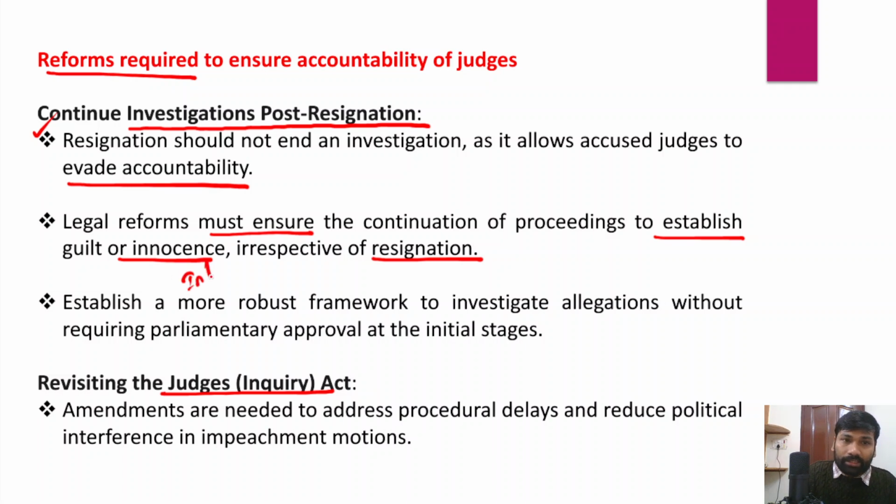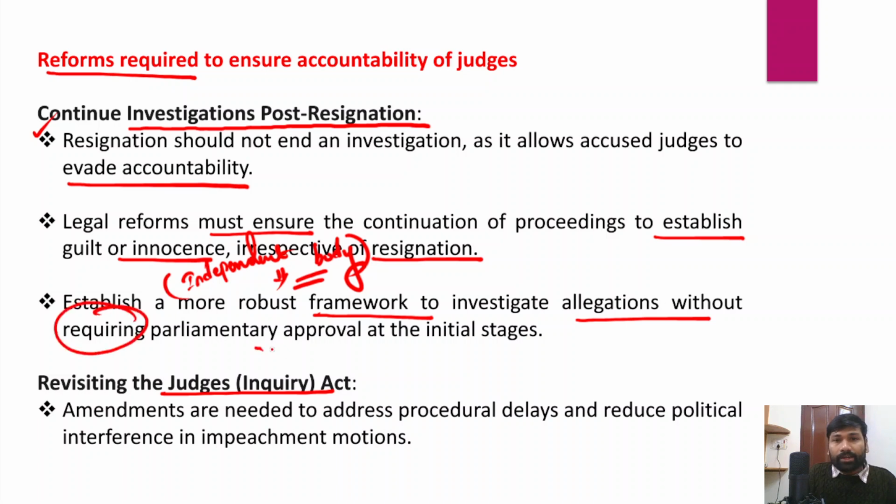Apart from that, an independent mechanism or independent body needs to be established, and this body should have a more robust framework to investigate the allegations without requiring parliamentary approvals at the initial stage, which is what actually happens as of now. This independent body would investigate the allegations against the judges. That would make the process a little simpler, and also ensure the judges of the higher judiciary are accountable. Independent in the sense that there should not be much influence of the judiciary, executive or legislature. It should investigate matters independently.